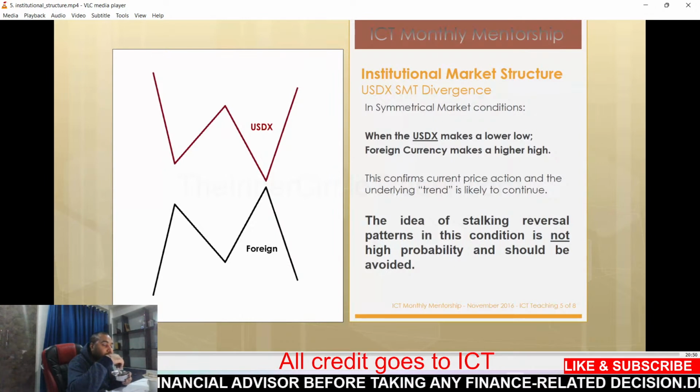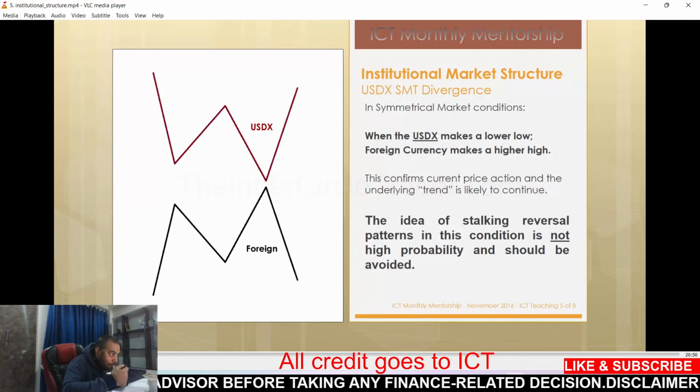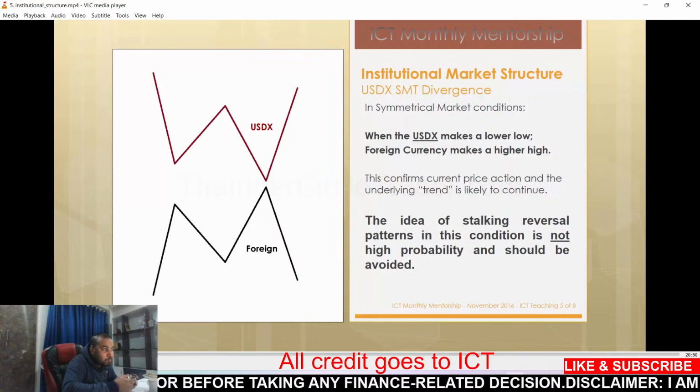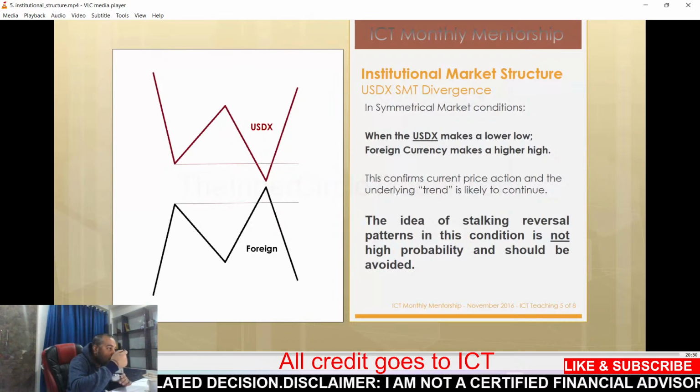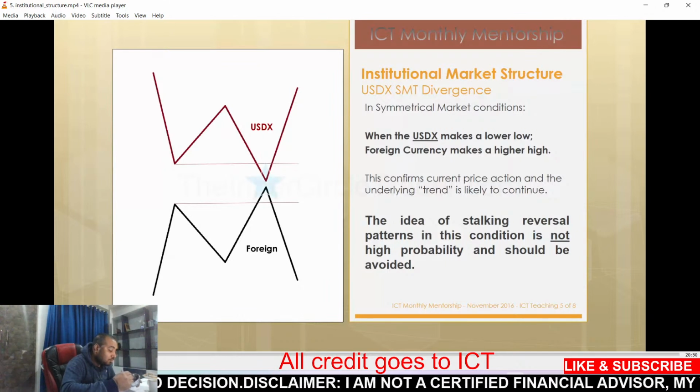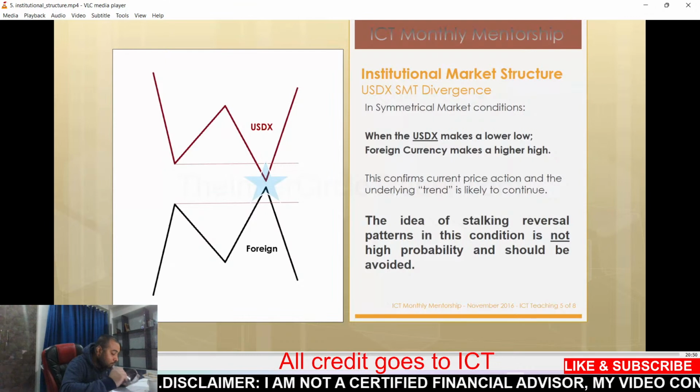Obviously, if we expect the dollar index to trade higher, that's going to put downward pressure on foreign currencies. If we're expecting the dollar index to trade lower, that's going to allow foreign currencies to rally. In a symmetrical market condition, when the dollar index makes a lower low, we expect foreign currencies to make a higher high. When we see this, it confirms current price action, and the underlying trend is likely to continue.